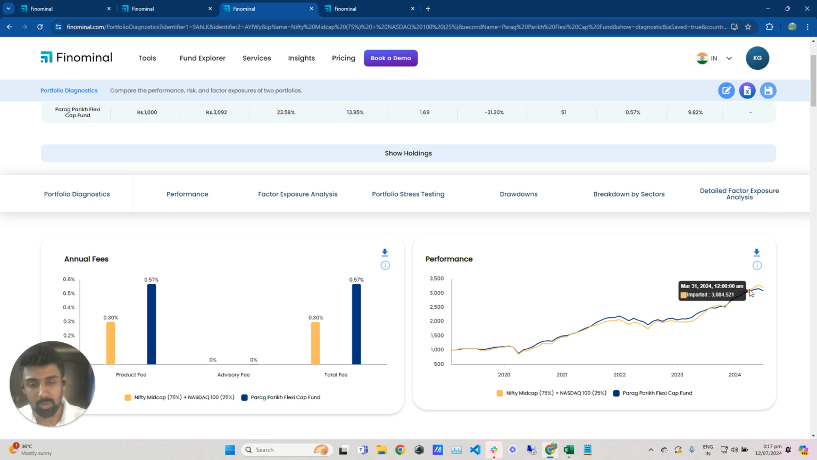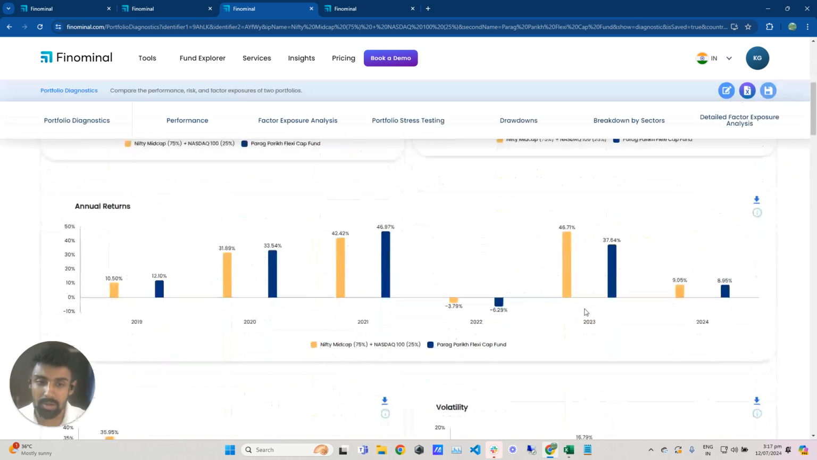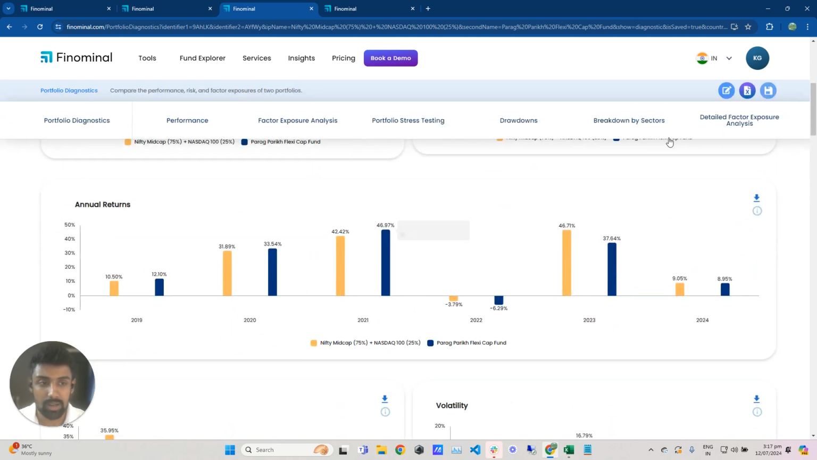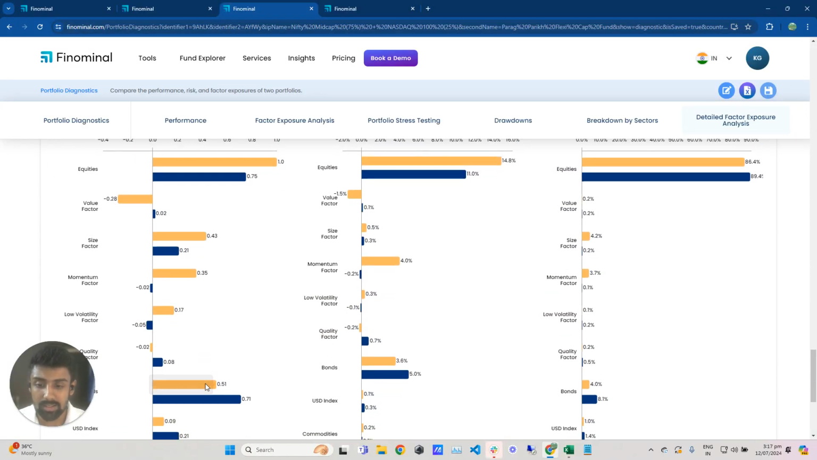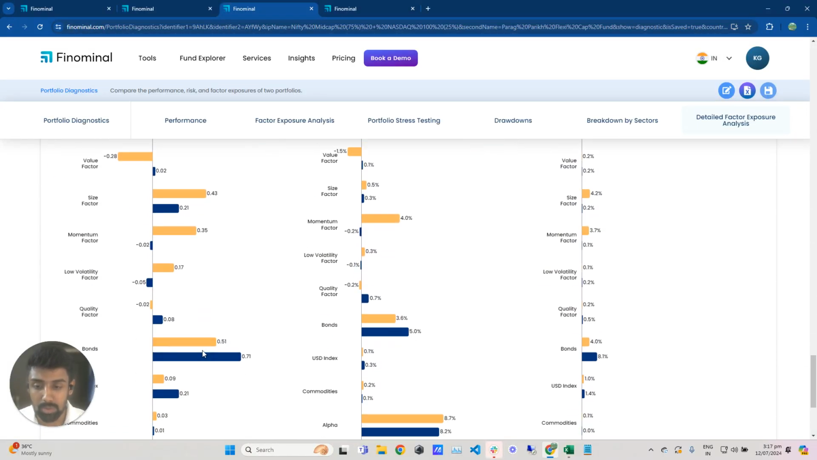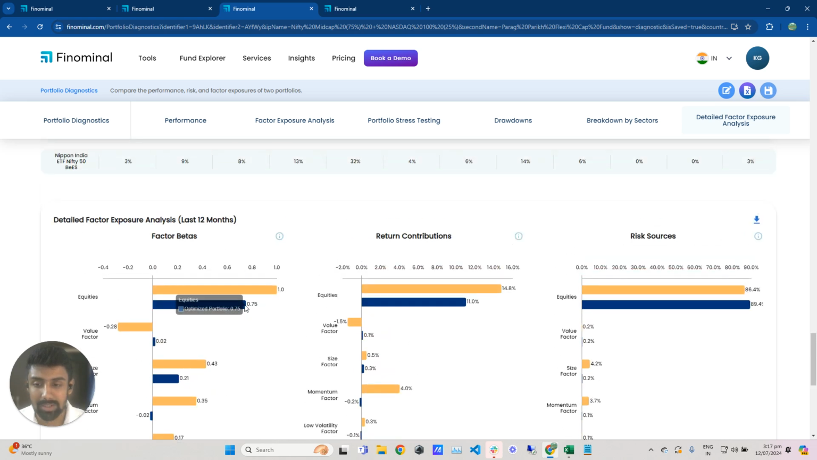But no, that's not why this has been picked. You can see that the trends have been similar, right? Even if you look in depth into the factor exposures, you can see the same trends here. You have the same bond exposure here. You have pretty much the same equity exposure as well.